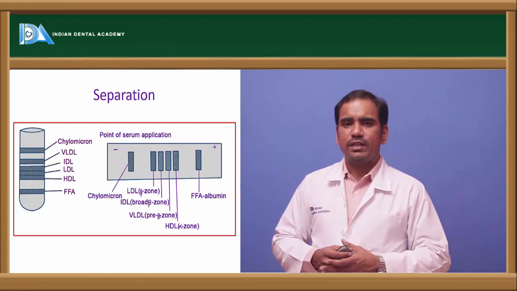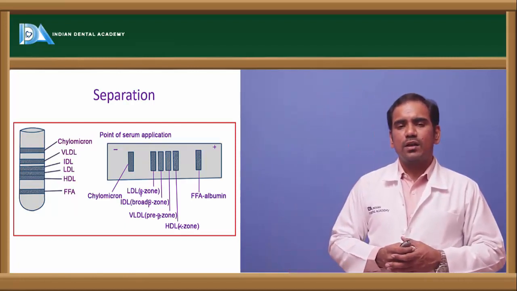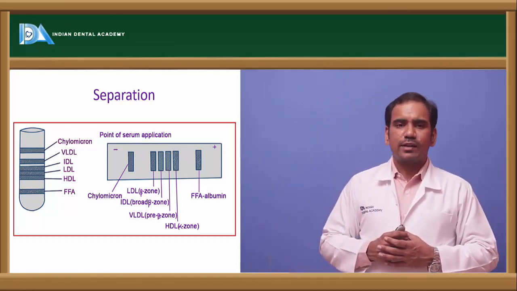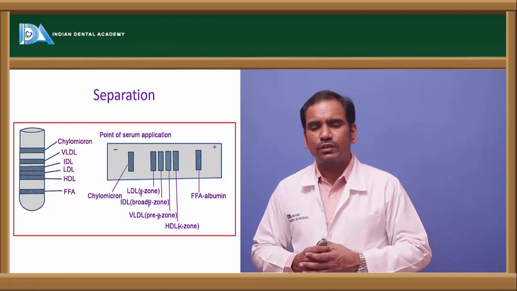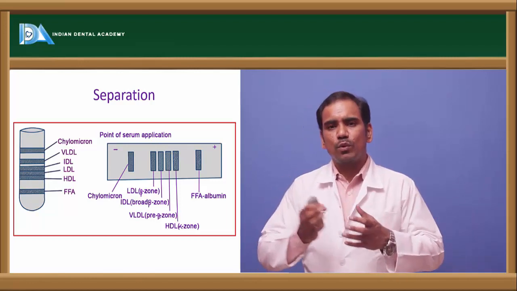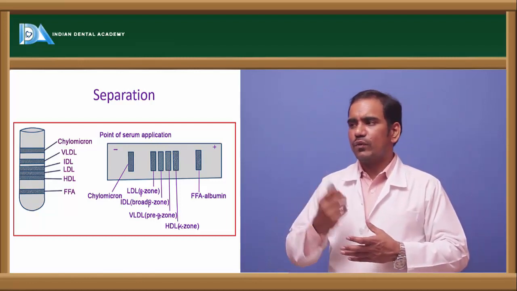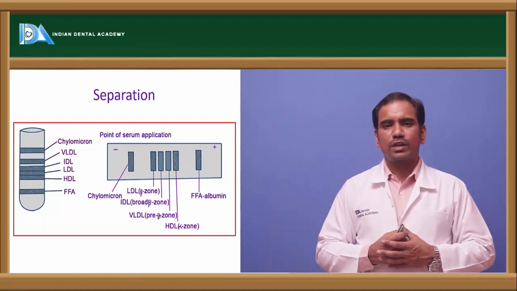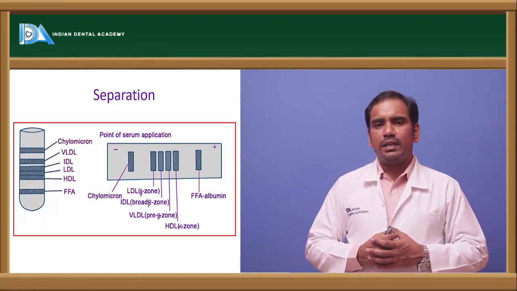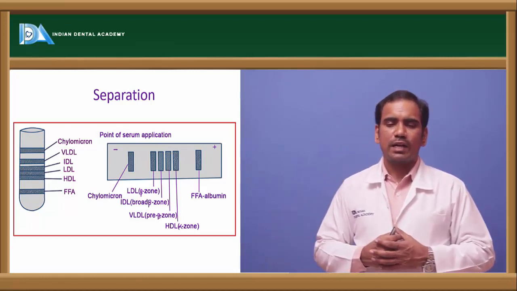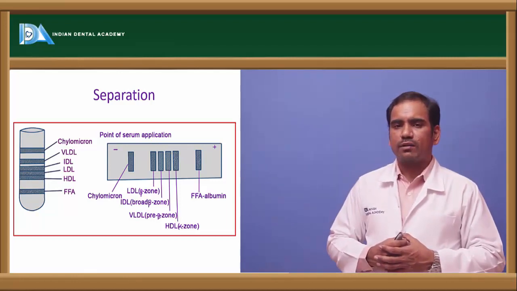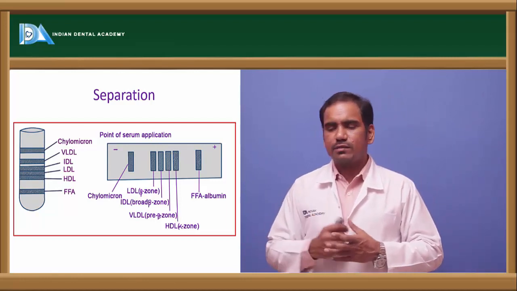Coming to their separation, these lipoproteins can be separated by 2 techniques. One is ultracentrifugation and the other one is electrophoresis. Ultracentrifugation is based on the density of the lipoproteins, and the least dense is chylomicrons. The content of fat is more in chylomicrons, so that's why it floats. So the first fraction in ultracentrifugation is chylomicrons, and then come VLDL, IDL, LDL, HDL, and the last fraction is free fatty acids. So this is how we can separate the lipoproteins by ultracentrifugation, based on density.